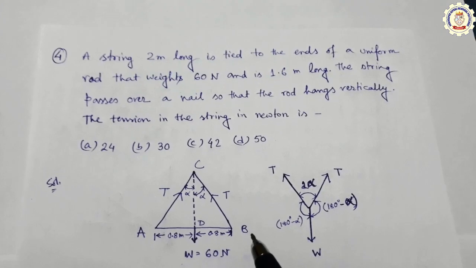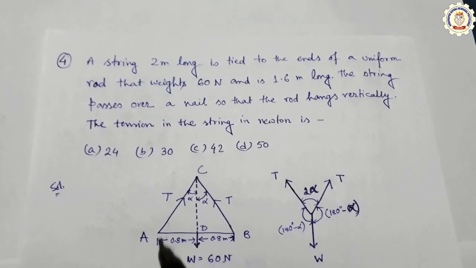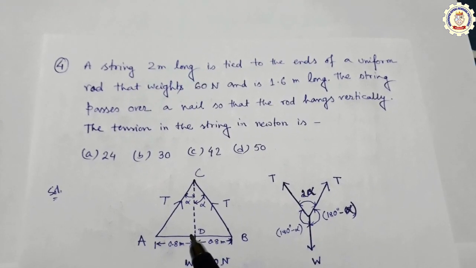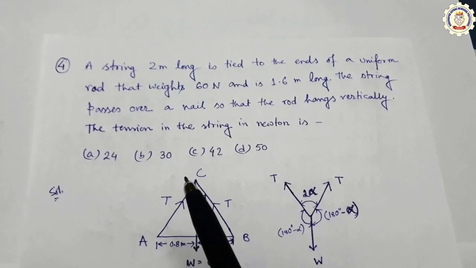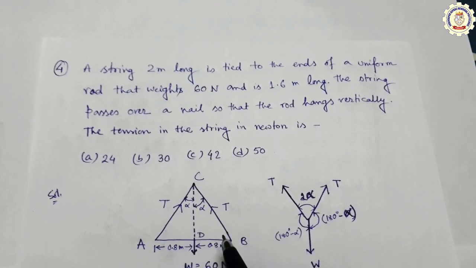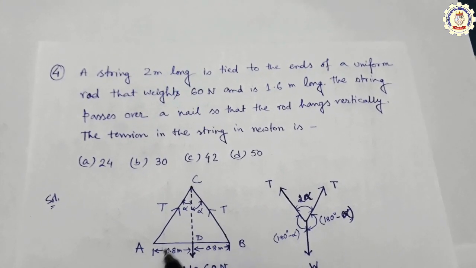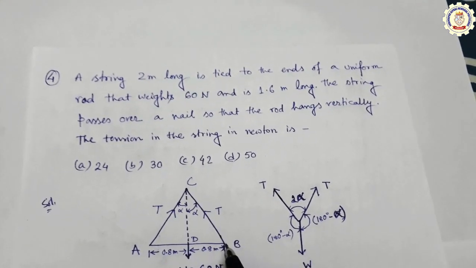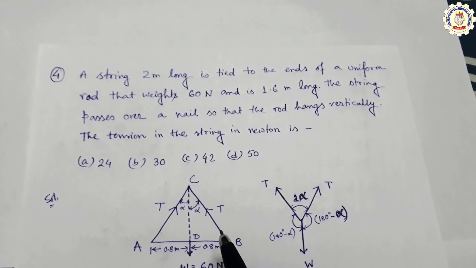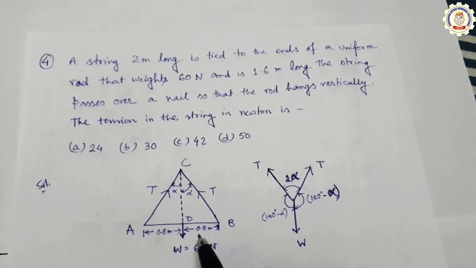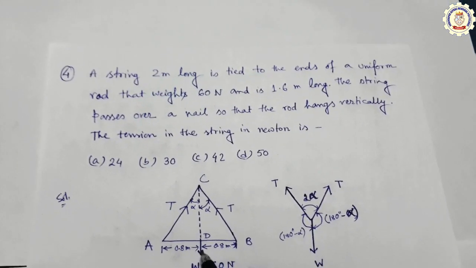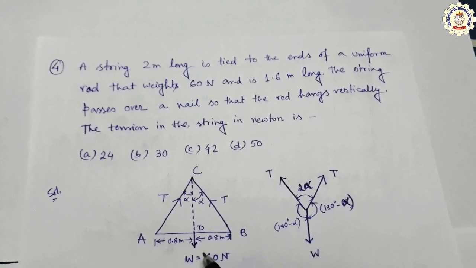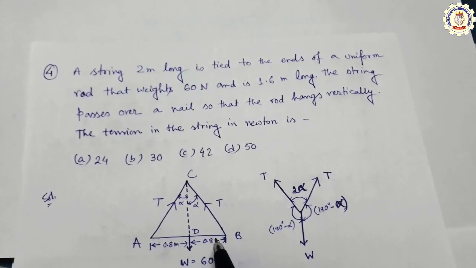So a string 2 meter long. The total length of the string is 2 meter and it is tied to the ends of the uniform rod. This is the uniform rod, and this total is the one string. This is 1 meter and this is 1 meter. The rod weighs 60 Newton and is 1.6 meter long. This is 1.6 meter.